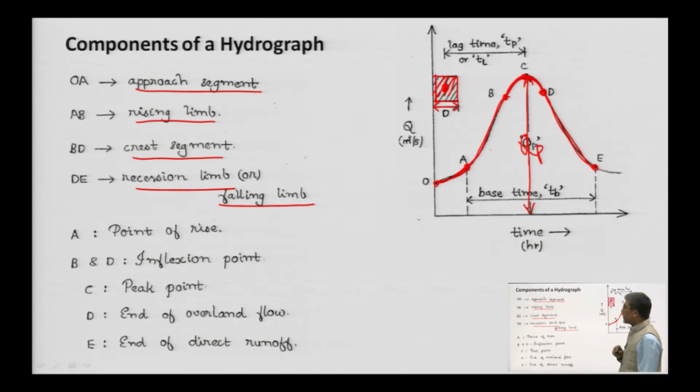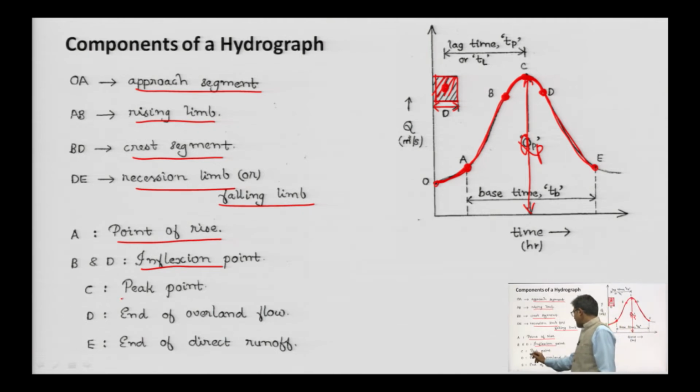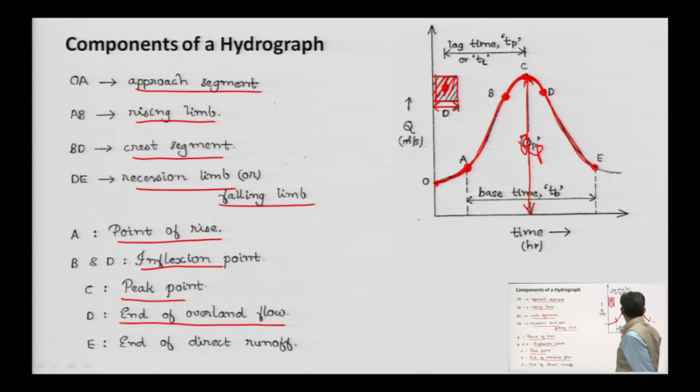So these are the components of a hydrograph. And one more thing: point A is the point of rise. Points B and D are inflection points, since it is rising, then falling, and the slope changes from positive to negative. C is the peak point, D is the end of overland flow, and E is the end of direct runoff.